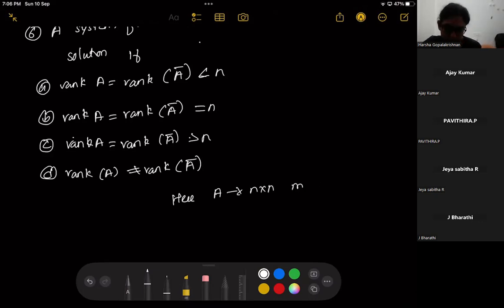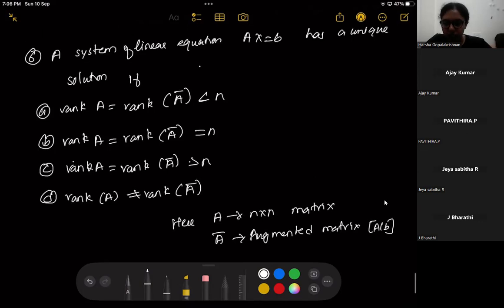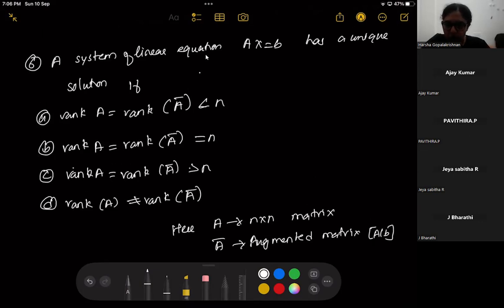So here it is given Ax equal to B, a system of linear equations. And it has a unique solution in which of the cases? A is given as the n by n matrix and A bar is the augmented matrix AB, A adjoining B to the side of A. So in which case does Ax equal to B have a unique solution?